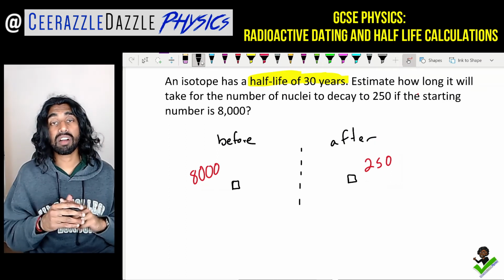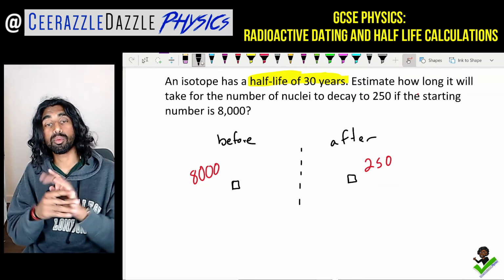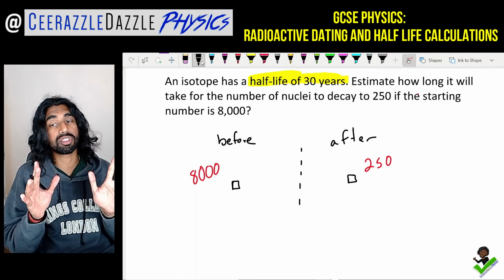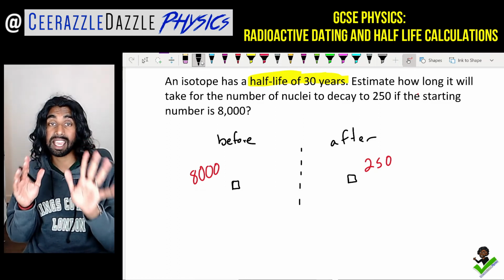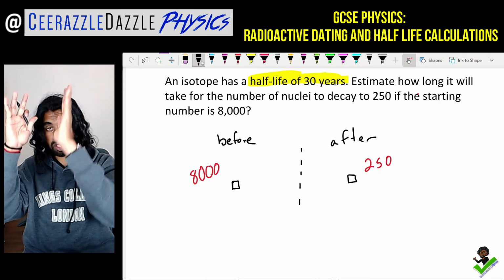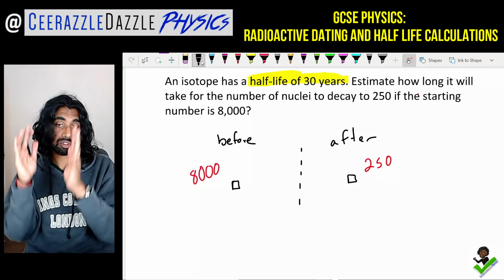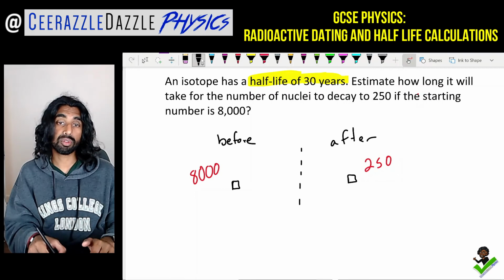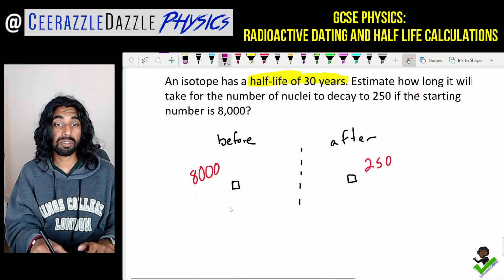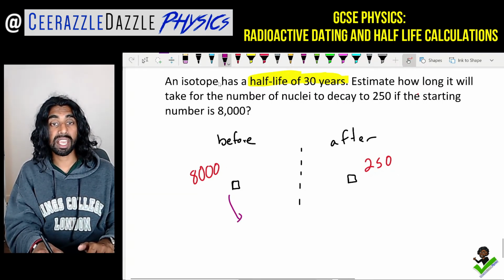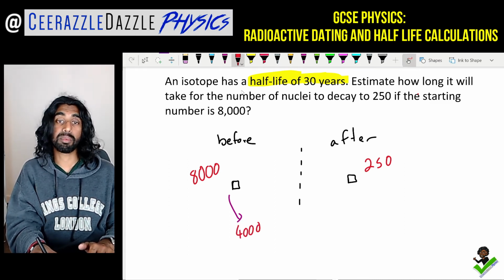An isotope has a half-life of 30 years. Estimate how long it would take for the number of nuclei to decay to 250 if the starting number is 8,000. So once again, I've done the before stage and the after stage. The initial stage is 8,000, the after stage is 250. After the first half-life, first of all, we drop down from 8,000 to 4,000. That's the first half-life, how much I'm going to be left with.